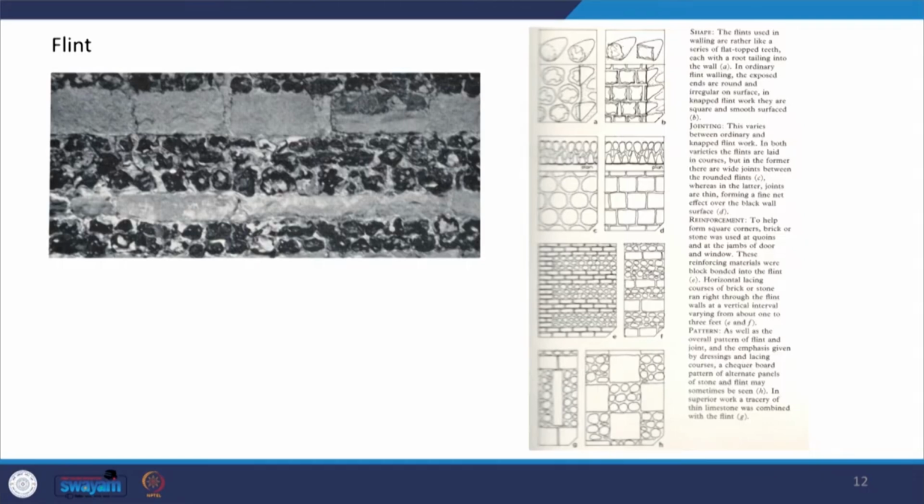This is again what we call flints. And the flints basically are a walling material. They are basically kind of flat-topped, tooth-shaped stones, whose root is tailing into the wall. So that's where you can actually see here. And this is how they follow different bands. Like when we are using smaller structures, we follow horizontal bands because that gives a kind of bonding to the whole wall structure.